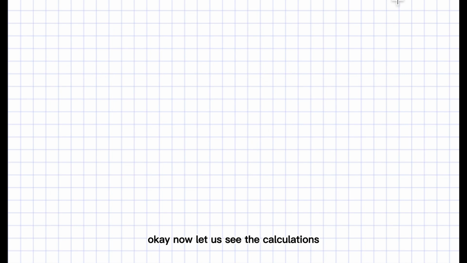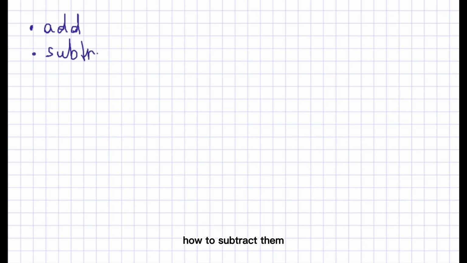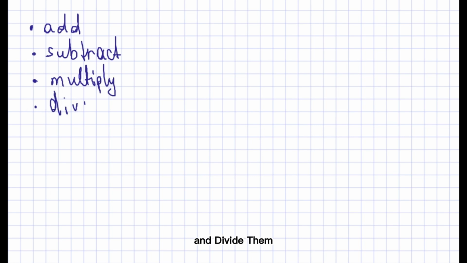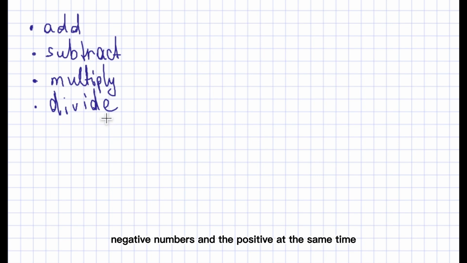Okay, now let us see the calculations with negative numbers, like how to add them, how to subtract them, how to multiply and divide them. Okay, there are a lot of rules and methods how to add, subtract, multiply, and divide negative numbers and the positive at the same time. Now I want again to teach this rule on the number line.